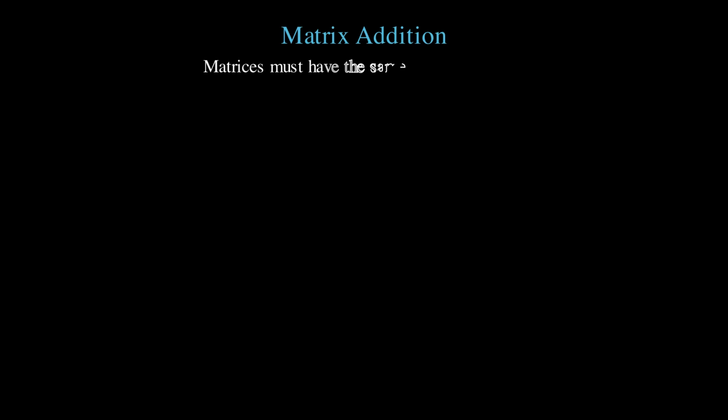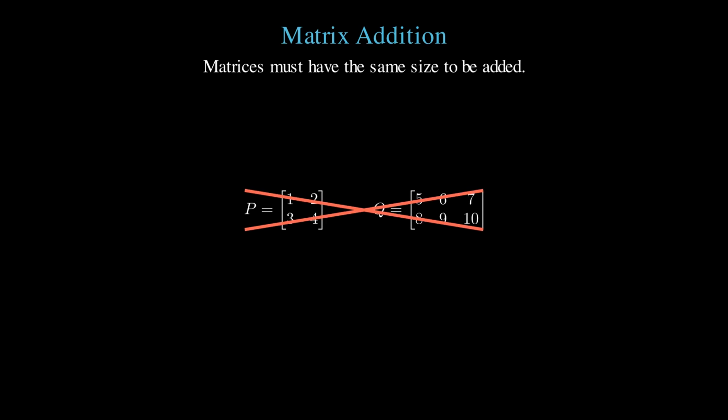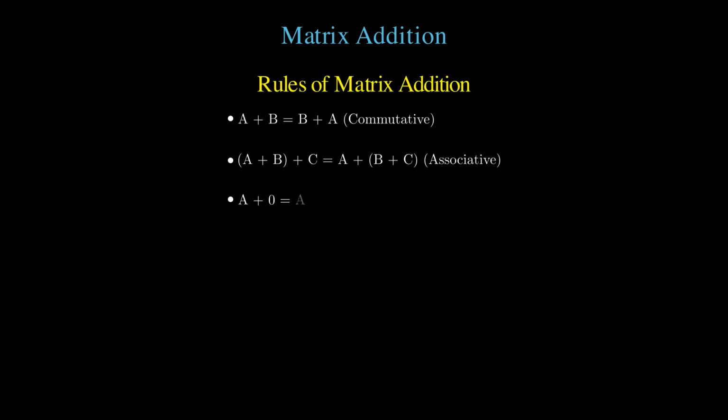To add 2 matrices, they must be the same size. If their shapes don't match, we can't add them. For example, adding a 2 by 2 matrix to a 2 by 3 matrix is not possible. Matrix addition follows 3 important rules. It is commutative, associative, and has an identity element.